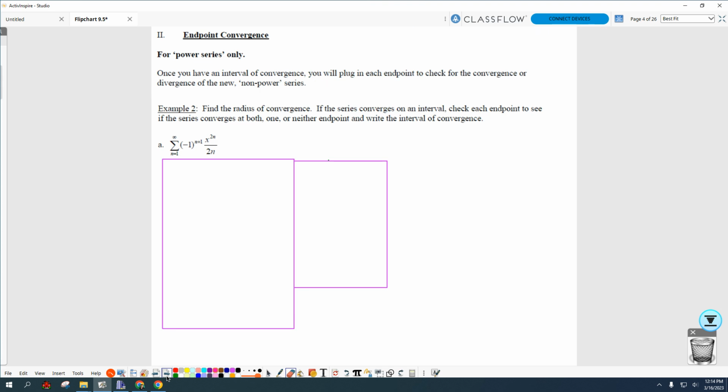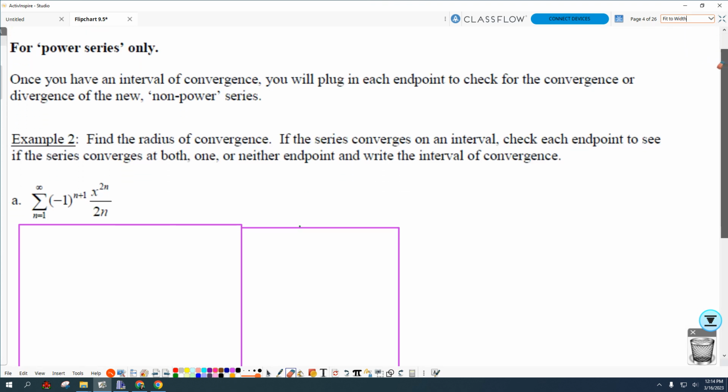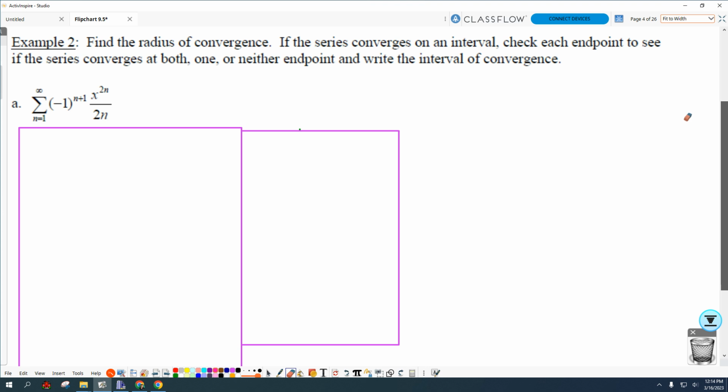Okay. So, in the packet, this example: find the radius of convergence. That means do the ratio test, so do that.